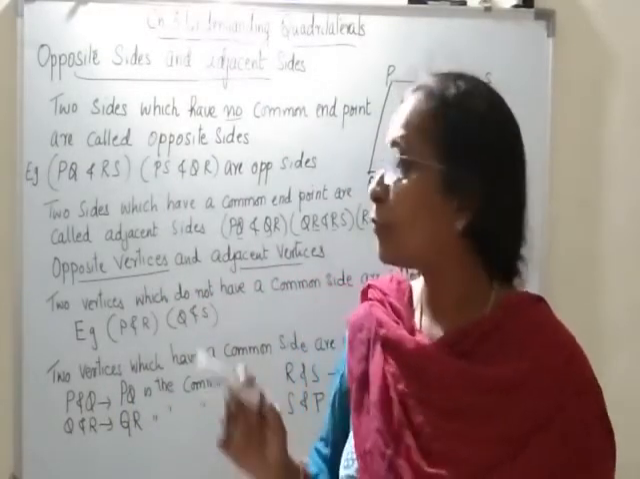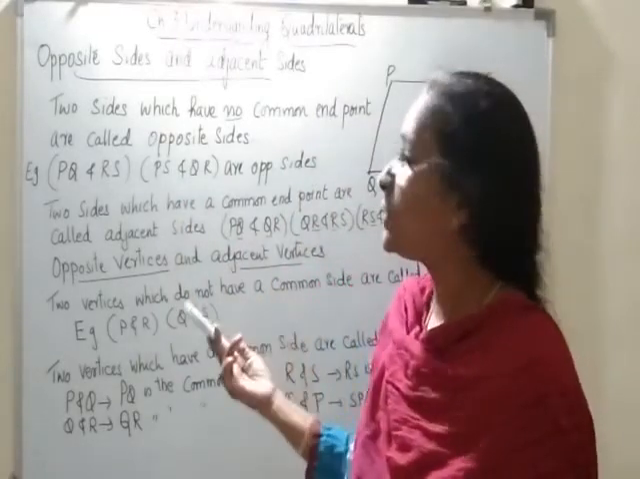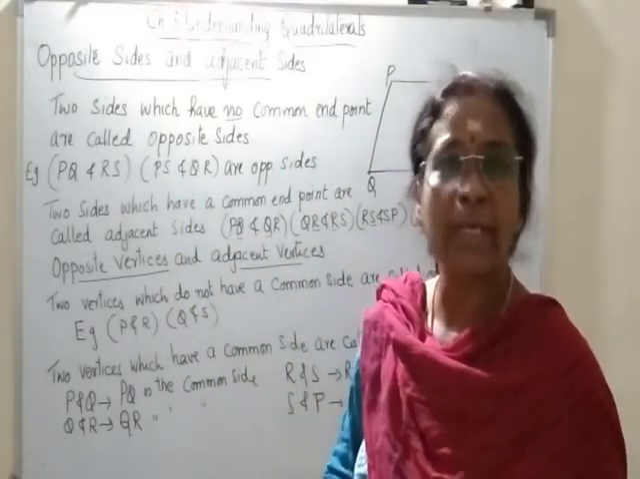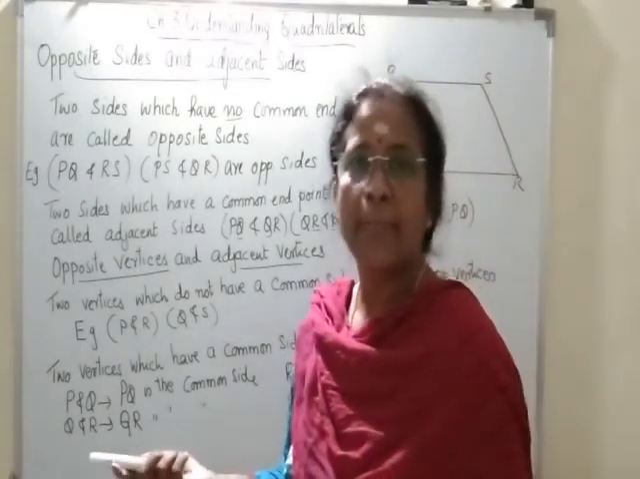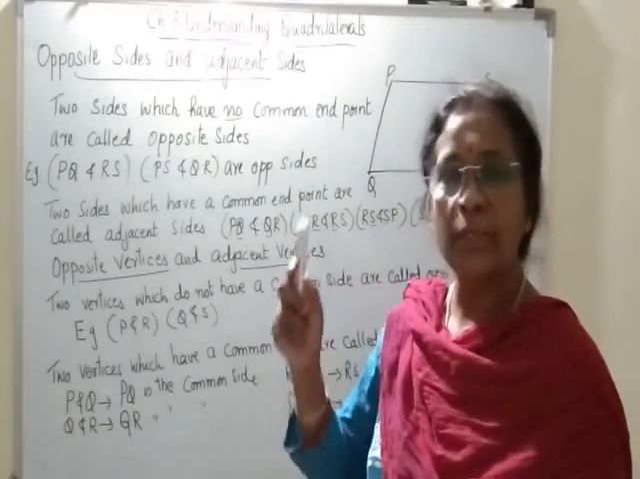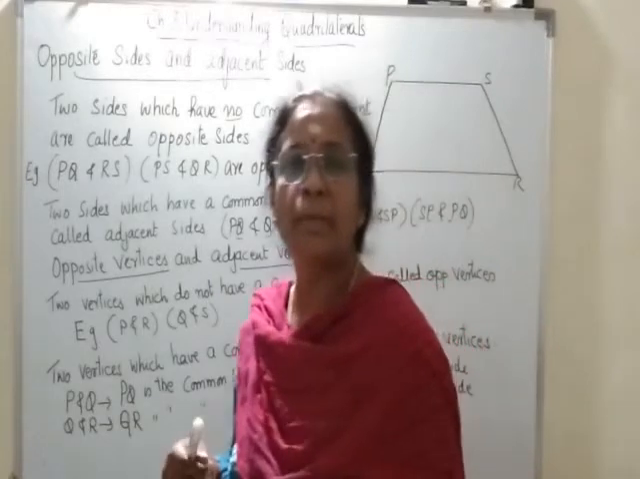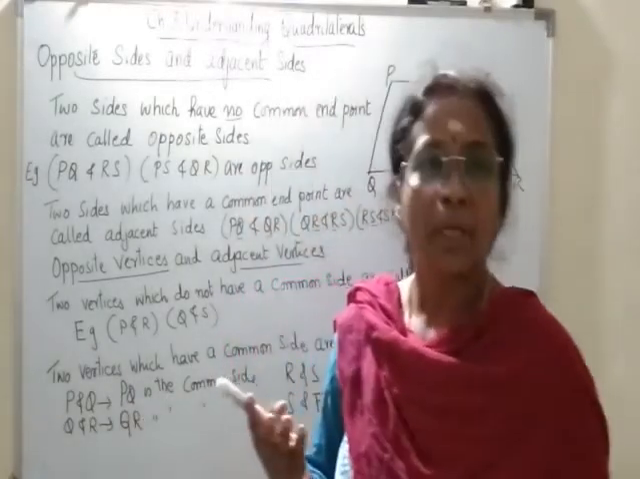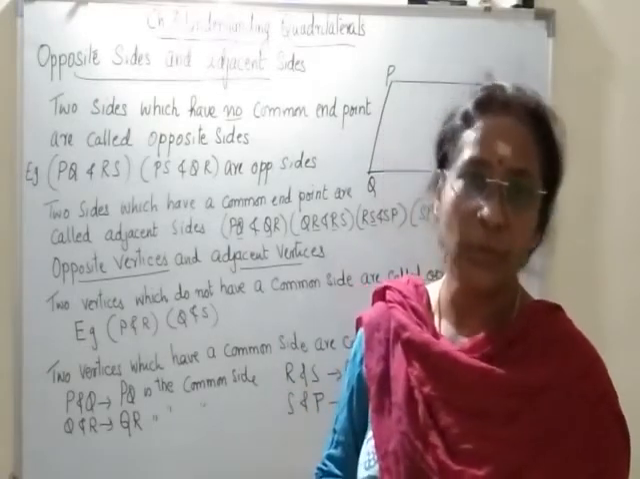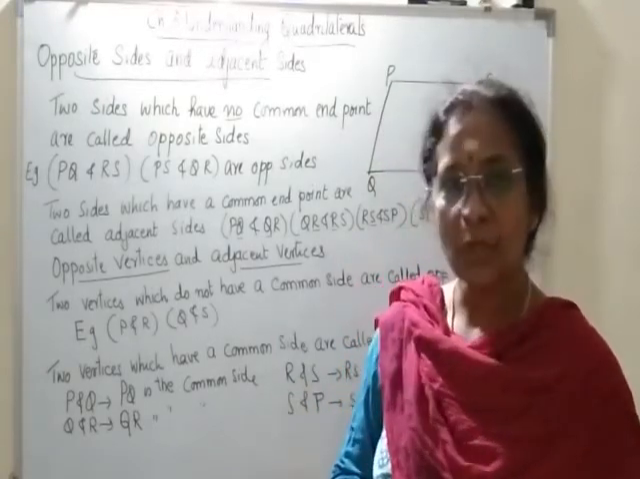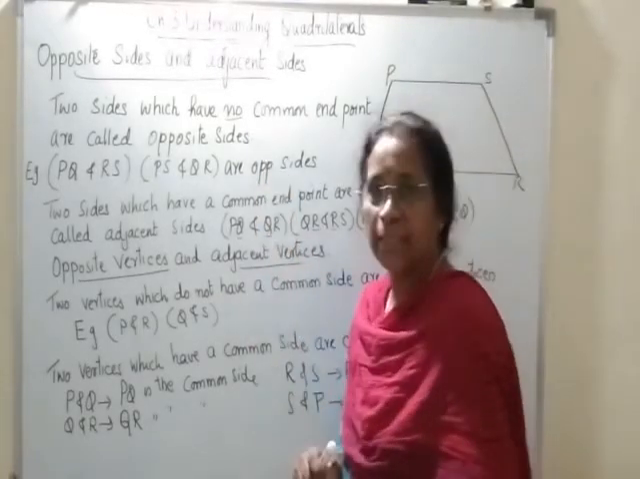That is, today we will learn about opposite sides, adjacent sides, opposite vertices and adjacent vertices, then opposite angles and adjacent angles. All these things we are going to learn. Along with that, we will learn about the speciality, or the sum of the angles of the quadrilateral. Like that, some more properties we are going to learn today. So first of all, opposite sides and adjacent sides.